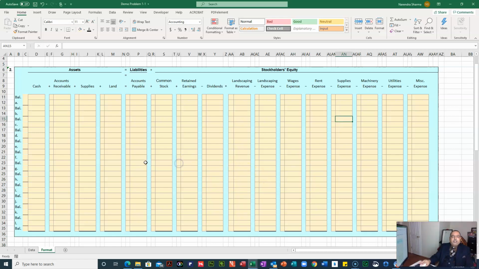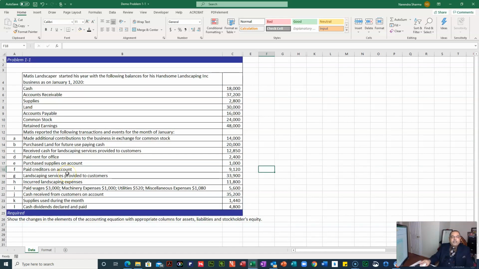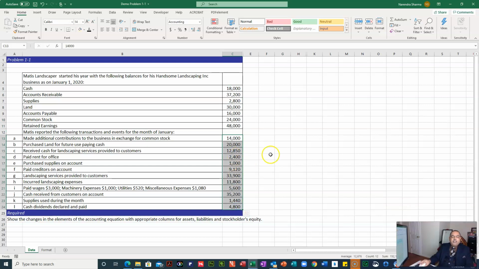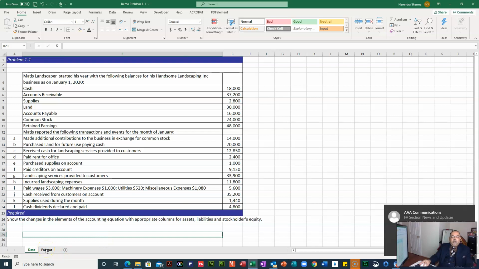So let us start with the problem. The problem is here: Mattis Landscaper started his year with the following balances. You're given the balances for his business as of January 1st, and during the month of January he is engaged in certain transactions and events. We are given those as well, and we are asked to show the changes in the elements of the accounting equation with appropriate columns for assets, liabilities, and stockholders' equity. So let me go to the format and first put in all the balances.